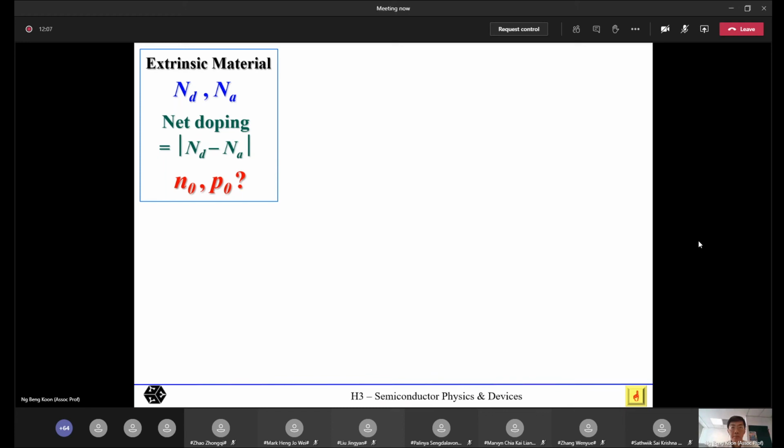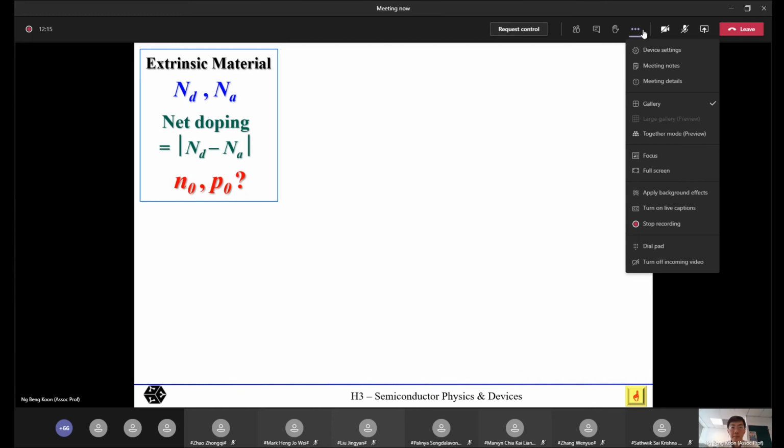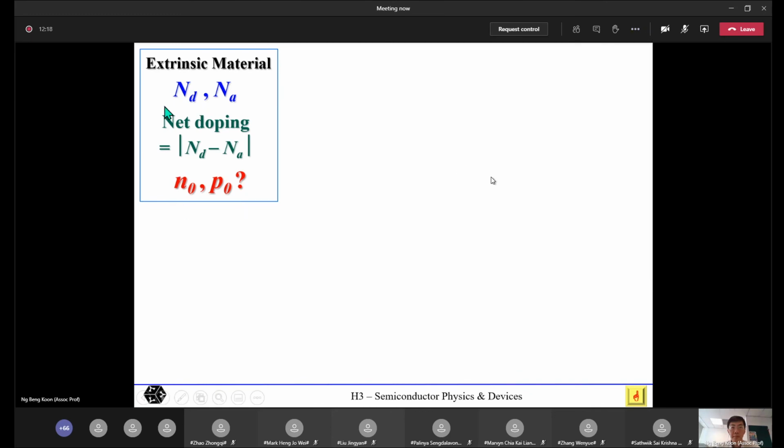determining the concentration of electrons and holes in a semiconductor, given the doping that you put in the material. Suppose you have, in general, a semiconductor that's doped with both donor and acceptor doping. Then the overall type of the semiconductor depends on the net doping, which is the larger component, whether it's the donor doping or the acceptor doping. So if you have all this information, how do we then determine the N0 and P0?